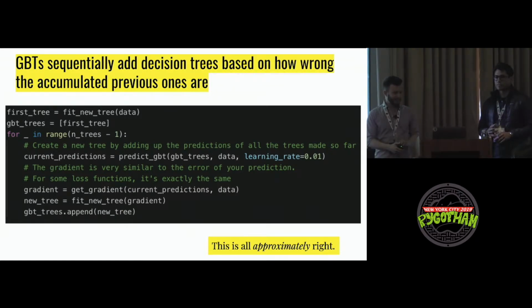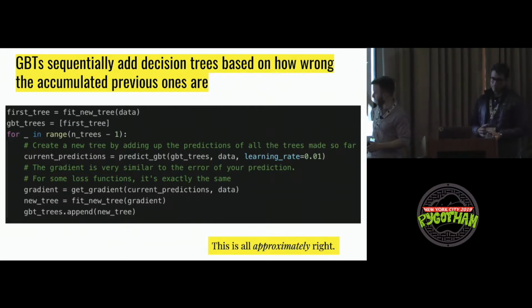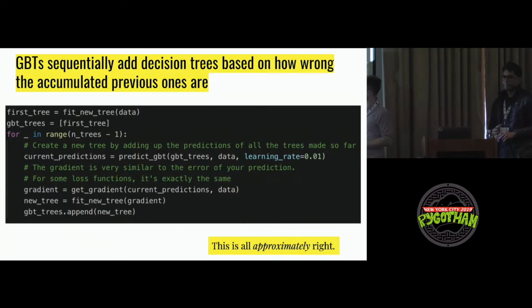We kind of went back and forth on how to explain gradient boosted trees, and we ended up writing some Python pseudocode. To walk through this a little bit, you start with one tree on your data, and then you iteratively get the predictions using all the trees you've used up until that point. You find the gradient, and to keep it simple, gradient is a whole lot like the error. How wrong are you so far? It's not exactly that, but it's pretty close. You fit a new tree to that gradient, to that error. You add it on, and you continue.